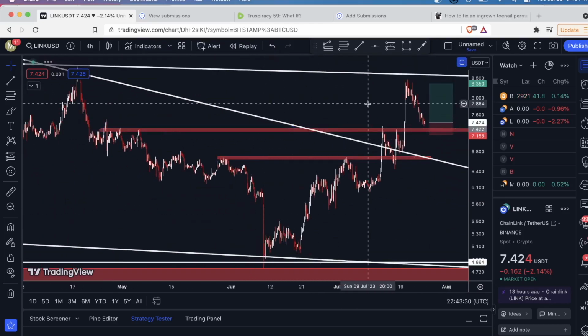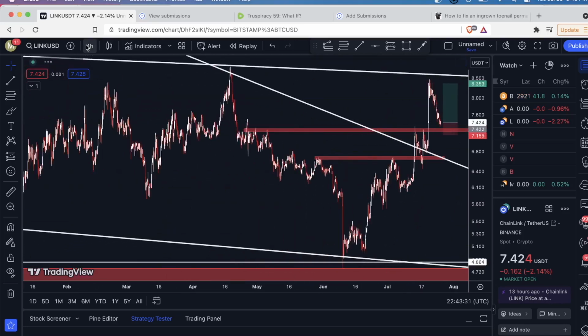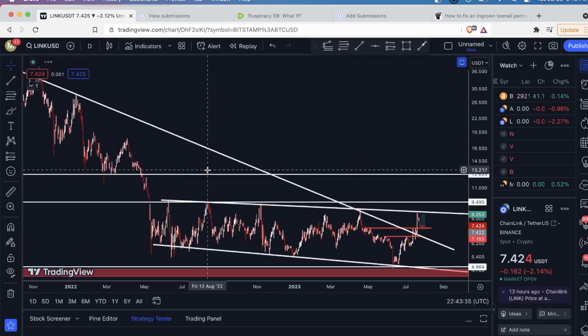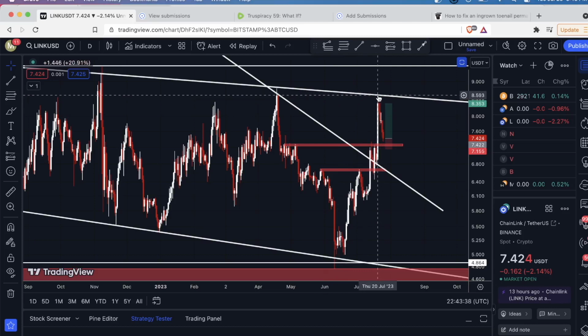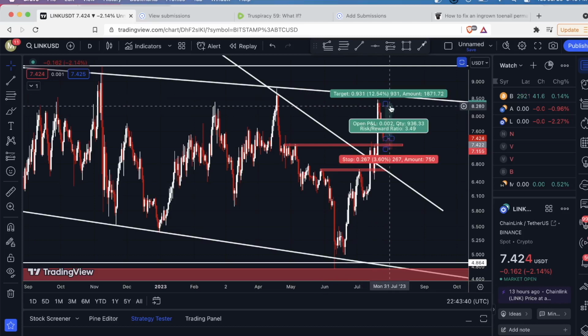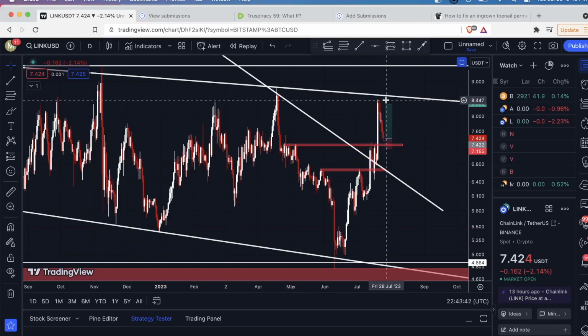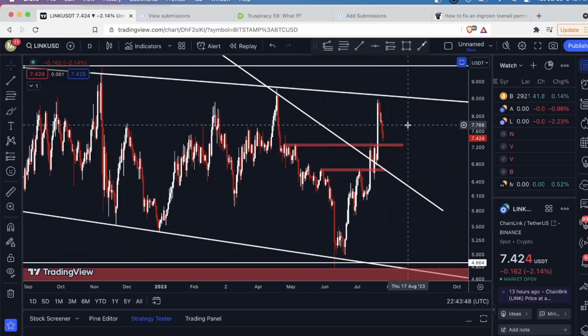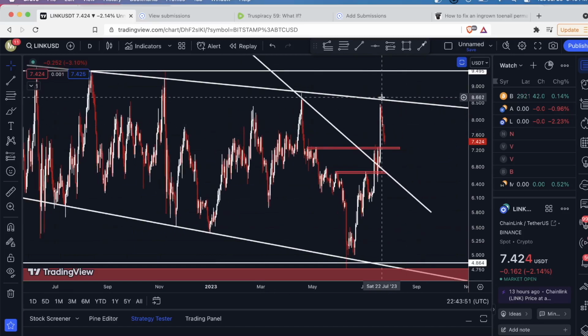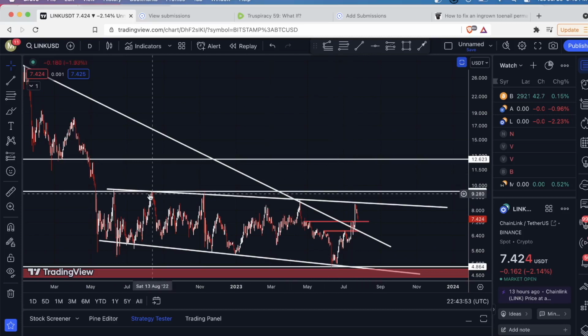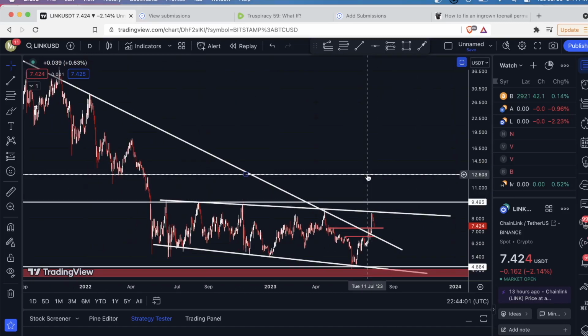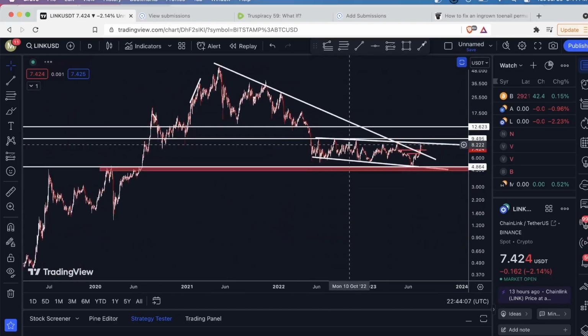Overall, we're just climbing up the levels here. It looks promising. Of course, the main level we want to break is right here. Depending on when we approach it, currently that level's around $8.55. And if we're able to break through that level and start closing a daily candle body above that, the next level I would look for is the horizontal level right here at around $9.49. And from there, if this level breaks, then the next one I'm looking at is $12.60 on Chainlink. Okay, so I think that about wraps it up.